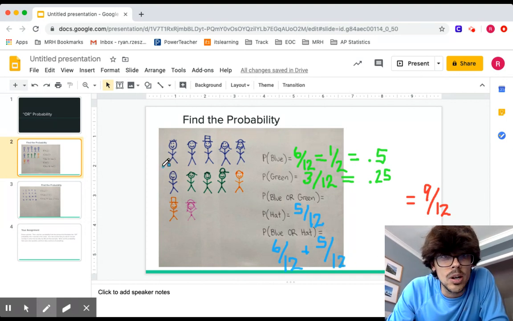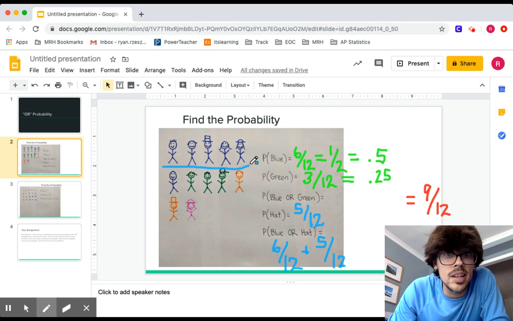But if you look at the picture, if I do this in class, I would usually have people stand up now and we'd count. These people would count. They're blue. This guy's blue as well. So that's 6. This guy has a hat.